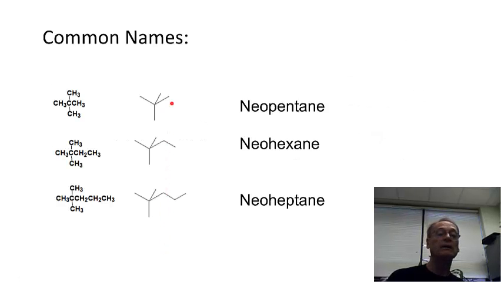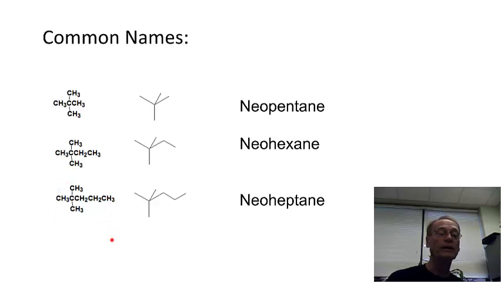So let's add a couple more in the same series. Neopentane has CH3, CH3, CH3 on a carbon with the rest of the molecule coming out this way. Neohexane, as you might guess, also has CH3, CH3, CH3 on a carbon with the rest of the carbons coming out that way for a total of 6 carbons. And neoheptane, as you might guess, has CH3, CH3, CH3 on a carbon with the rest of the carbons coming out in a row like that.